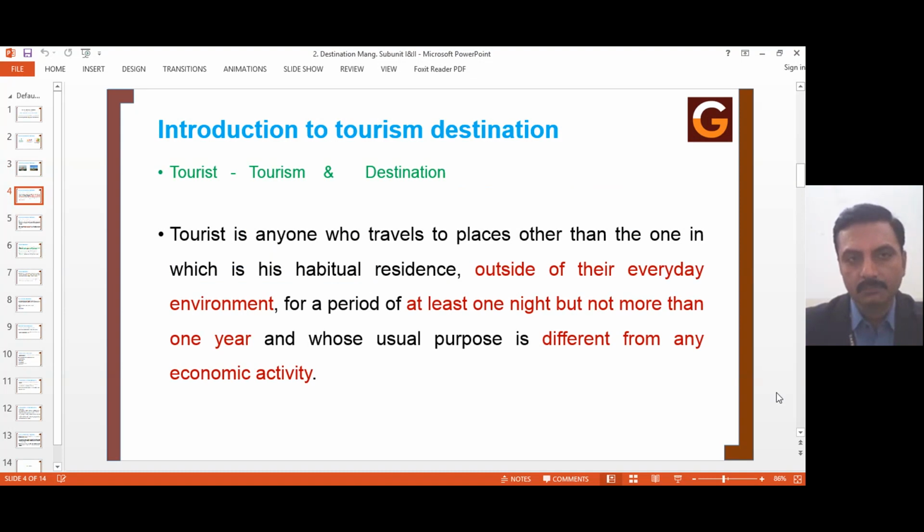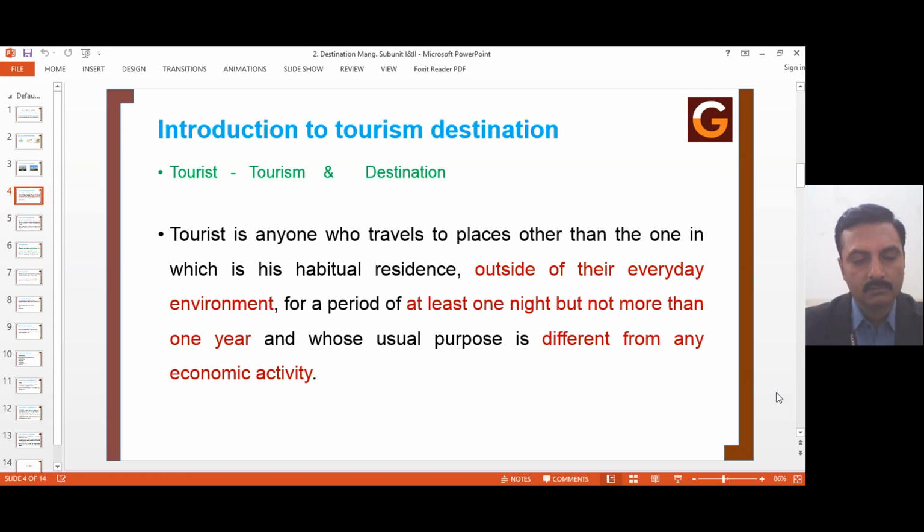Now let us understand the definition of tourist, tourism and destination or tourism destination. Then it will be very easy to move further. Usually we say a tourist can be anyone who travels from one place to another, leaving his own habitat where someone stays during their lifetime, that means his native place, village or city. And if he or she is moving to any other place for a duration of at least 24 hours and less than 1 year, and he or she should not be engaged in any kind of economic activity during this period.